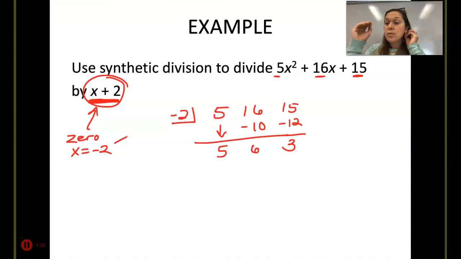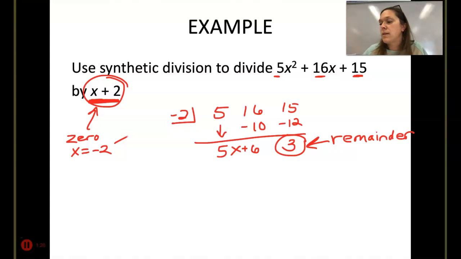Every time you divide a degree of 2 by a degree of 1, the result would be a degree of 1, right? x squared divided by x would be 1x. So now just fill in. Here I have 5x plus 6. There's my constant. And this right here will always be your remainder. So how do we write remainders? 5x plus 6 plus my remainder of 3 over the divisor, which was x plus 2.